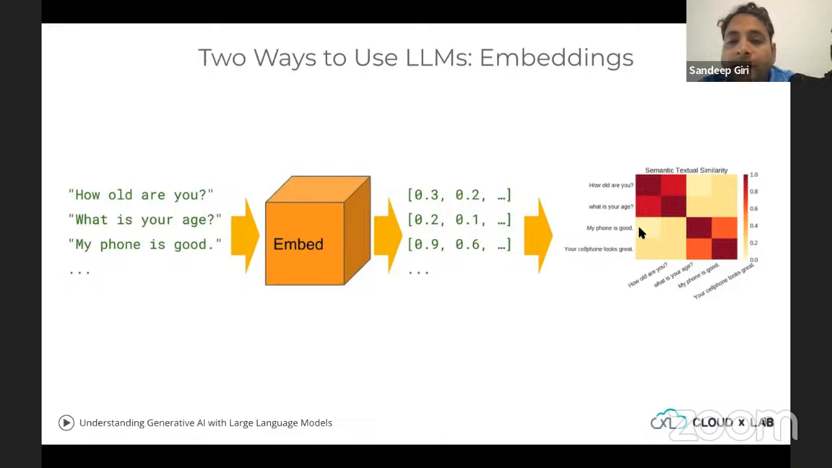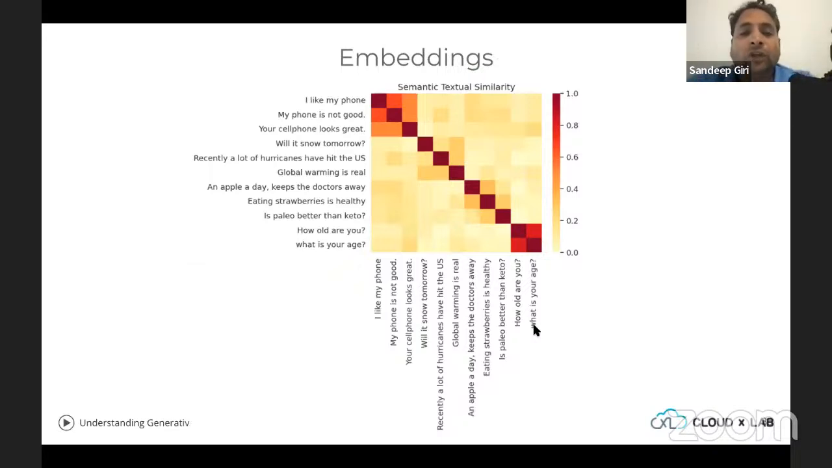Similarly, my phone is good and your cell phone looks great. They are overlapping, correct? The distance between this embedding and this embedding is very close by. Okay, that's why you see this colored, not light colored. Okay, so this is very interesting. If you take a bunch of sentences and try to find distance from each of them against each of them, you can figure out which of the sentences are similar, right?